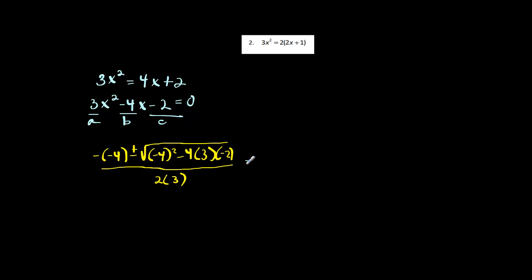So let's simplify this. So 4 plus or minus, negative 4 squared is 16. A negative times a positive times a negative is a positive. 4 times 3 is 12. 12 times 2 is 24. 16 plus 24 is 40. 2 times 3 is 6. We can leave it like this.